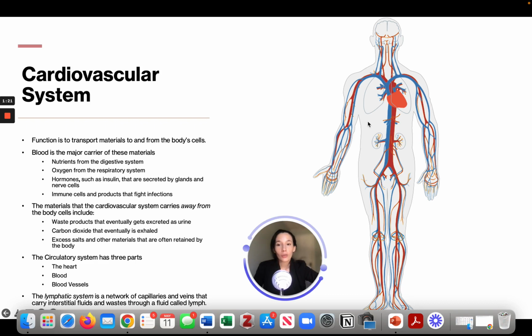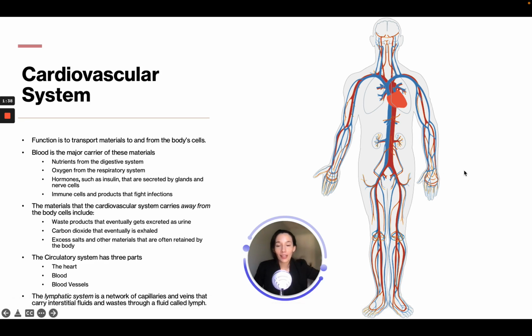And the circulatory system has three parts. So we have the heart, we have the blood, and we have the blood vessels. There's also the lymphatic system, which is a network of capillaries and veins that carry interstitial fluids and waste through a fluid called lymph.